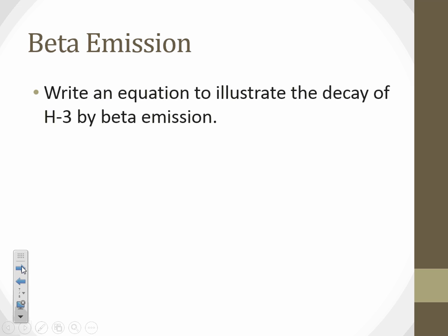Let's write an equation to illustrate the decay of hydrogen-3 by beta emission. So first write it as a nuclear symbol. It's hydrogen-3. It says beta emission, so E minus 1, 0. So that's what you write whenever it says beta emission. Now, to determine what the element is, remember 1 has to equal 1 on the other side. So if I have minus 1, what do I need to add to it to equal 1? You could put an X there if you wanted.